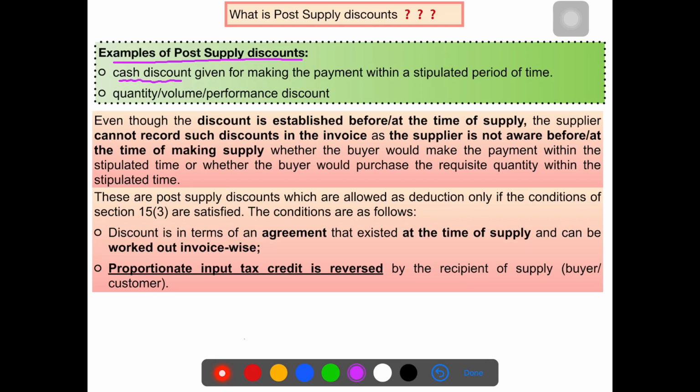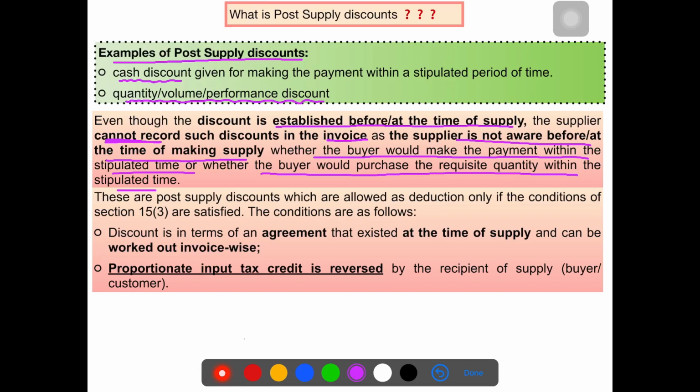Second example of post supply discount I have given is quantity, volume or performance discount. If a supplier tells a customer that if you purchase 1000 pieces by the end of the year, I will give you 5% discount. So these discounts, though they exist in the agreement before or at the time of supply, the supplier cannot record this discount in the invoice as the supplier is not aware before or at the time of making supply whether the buyer would make the payment within the stipulated time or whether the buyer would purchase the requisite quantity within the stipulated time.